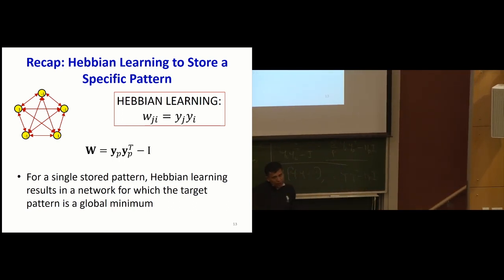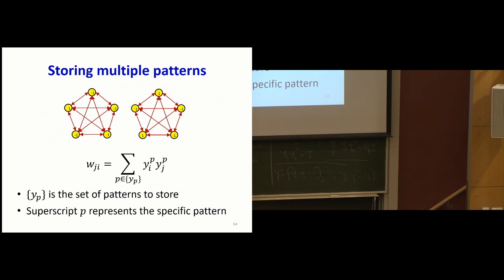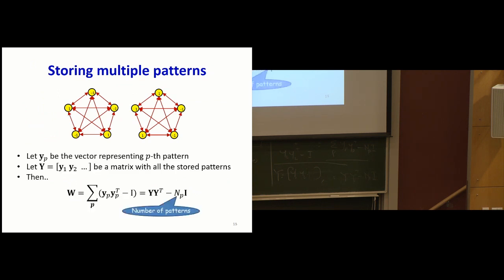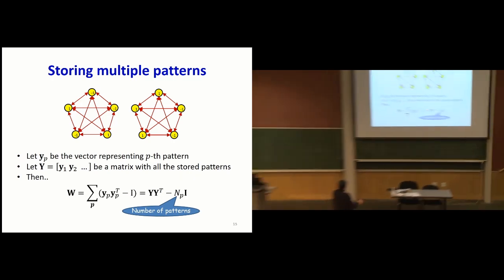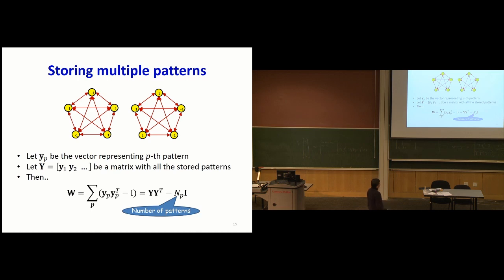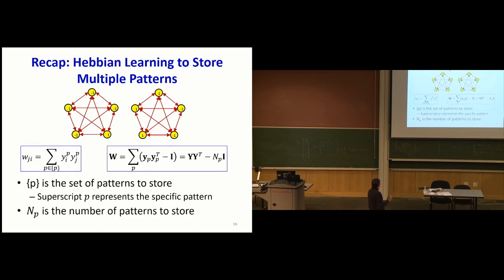Now, it's easy for you to work this out, but basically, if I put all of the patterns that I would like to store in a matrix, then the outer product of that matrix with itself is going to give me the weights matrix, the Hebbian weights matrix, if I force all the diagonal elements to zero. So if I want to store multiple patterns, this is what the weights matrix is going to be: Y times Y transpose minus NP times I, right?